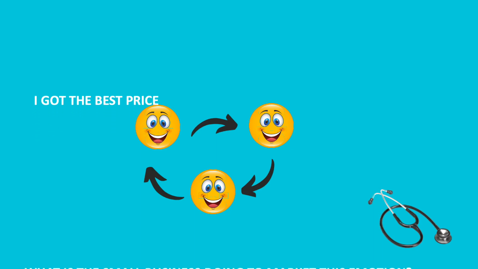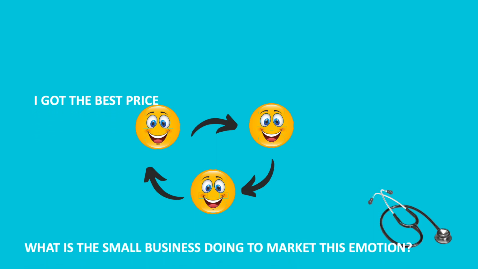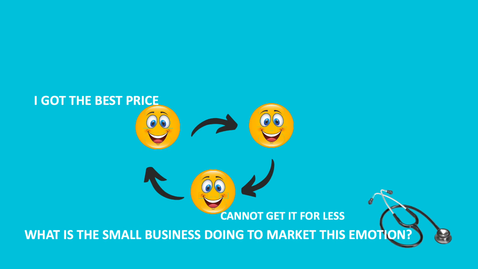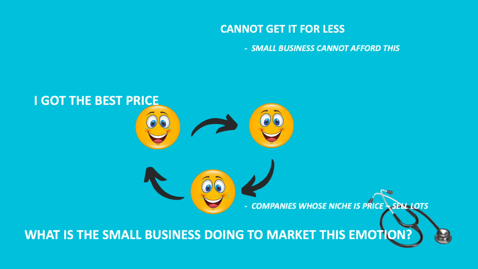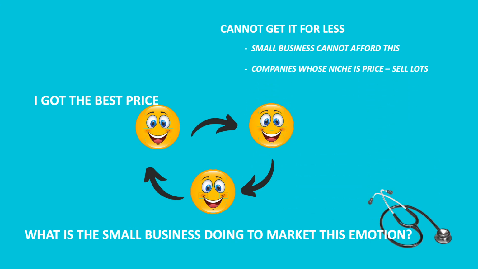So for the small business that's selling the best price, they're giving their customer somewhat of a guarantee that they're not going to be able to get it for less anywhere else. A good example of this is Walmart. Walmart customers see ads on television of people with their receipts saying they cannot get these items any cheaper anywhere else than what Walmart sells them for.